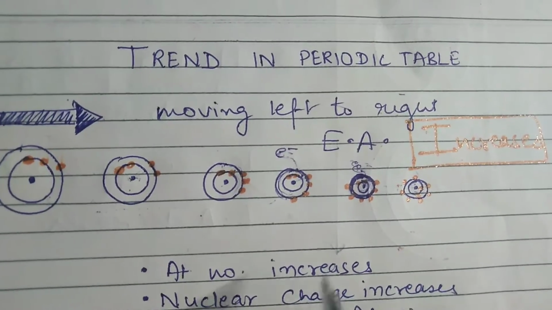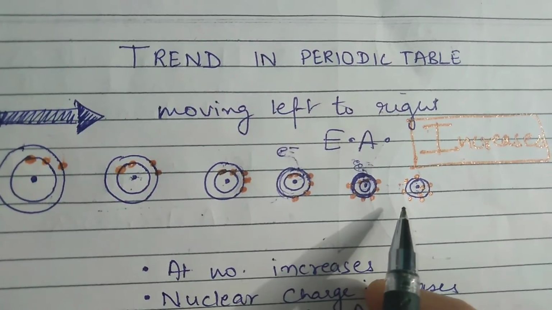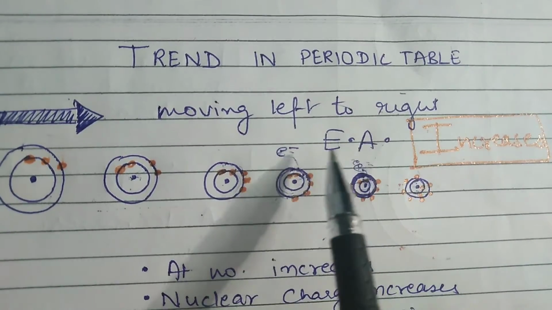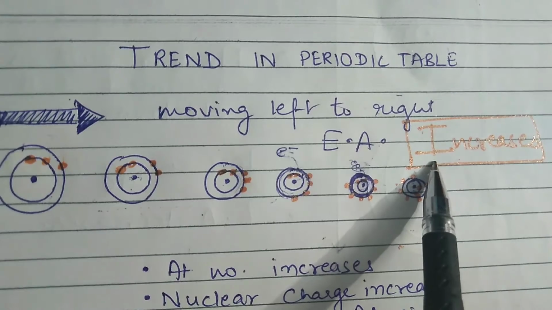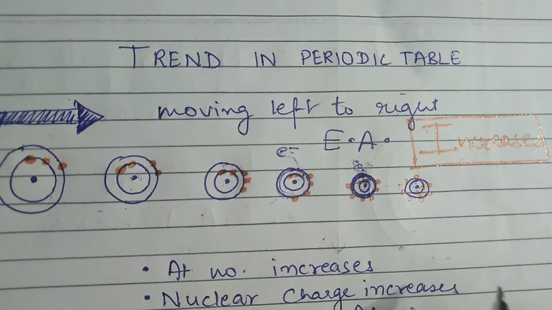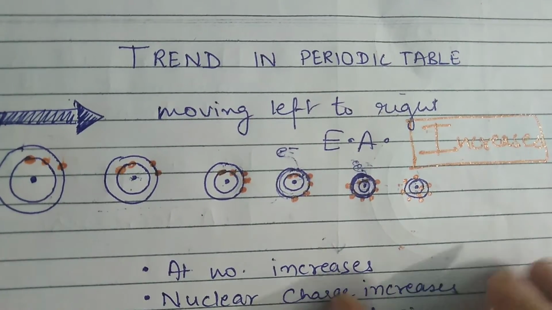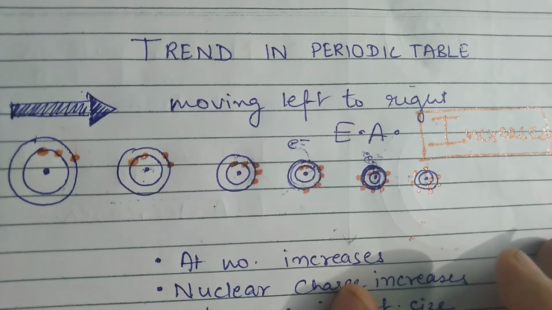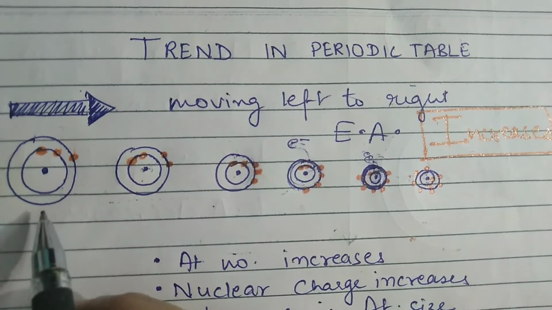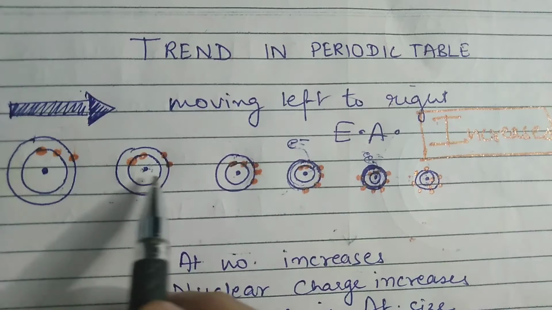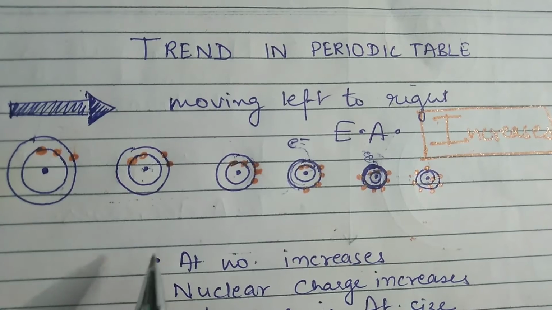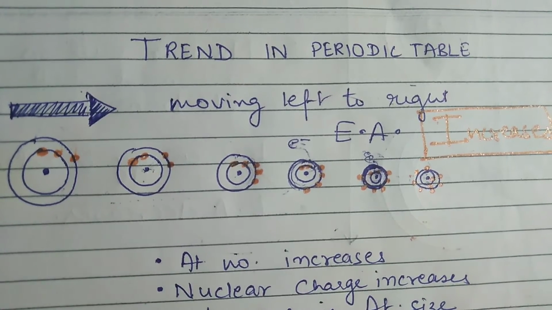Now let us study the trend of EA in the periodic table. What happens in a period, when we move left to right, is that EA increases. The reason for EA to increase is the decrease in atomic size. Now why does atomic size decrease? Atomic size decreases for the simple reason that atomic number increases. When you move from left to right, you notice that the number of protons is increasing, meaning atomic number is increasing.